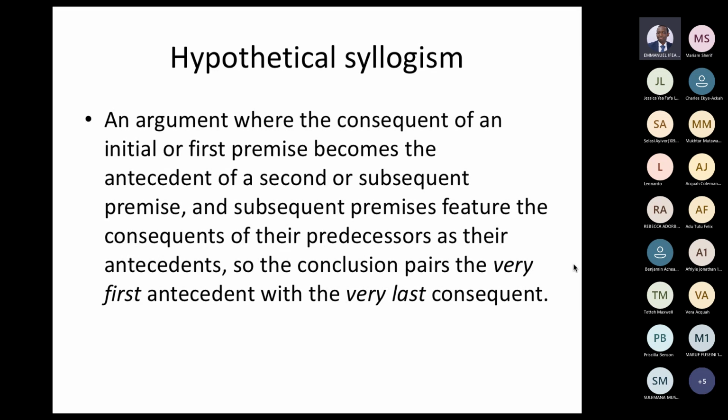Then the conclusion brings together or pairs the very first antecedent with the very last consequent. So the conclusion will be, therefore, all A are Z. So if we have all A are B, all B are C, all C are D, and all the way down to Z, the conclusion will be, therefore, all A are Z. The conclusion pairs or brings together the very first antecedent with the very last consequent.